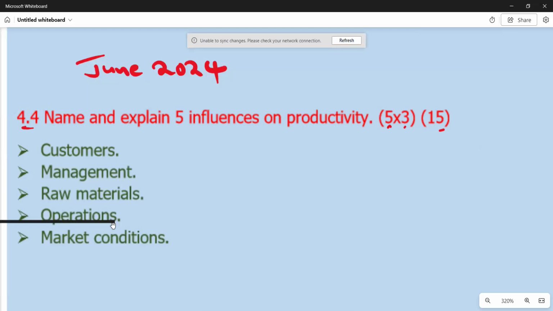Then we go to the next one, which is management.